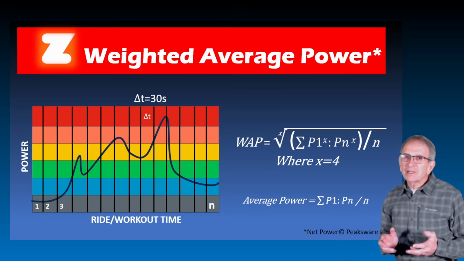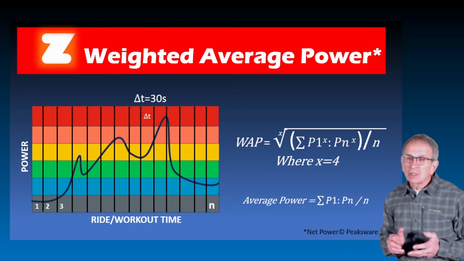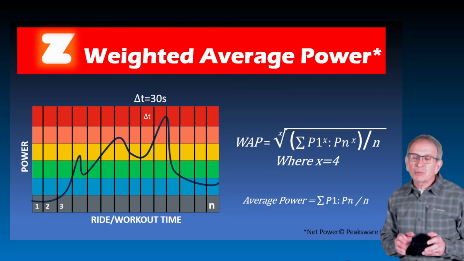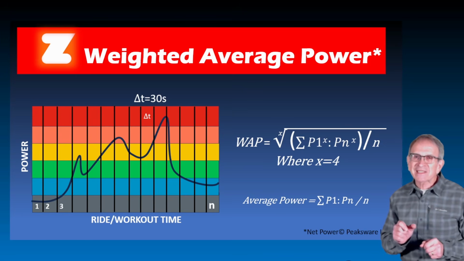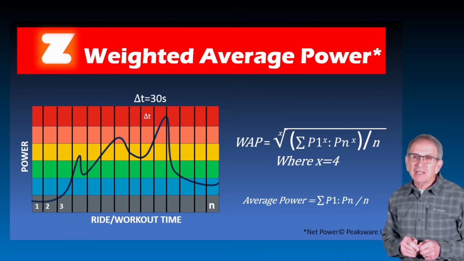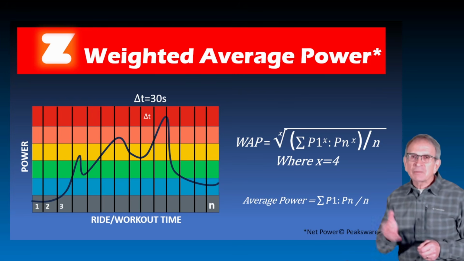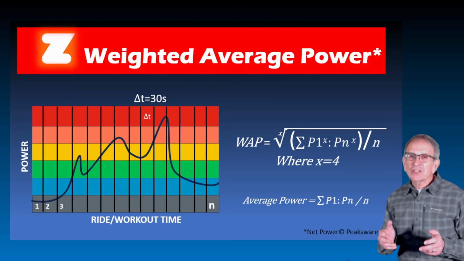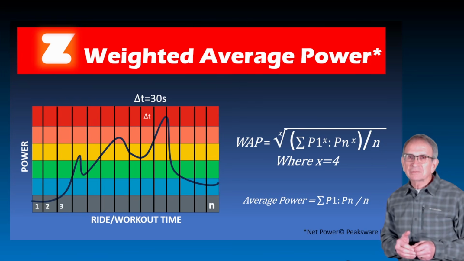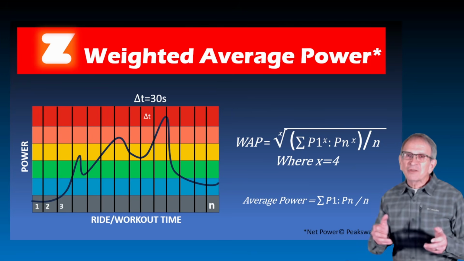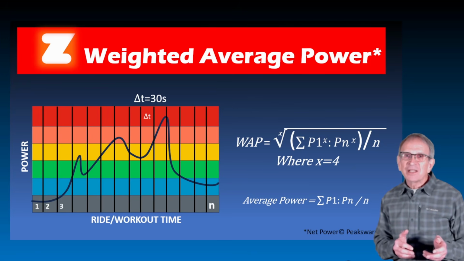Now, how do you go about calculating the weighted average power for a full ride? Well, you start by breaking down that full ride into 30-second segments. And then you calculate the simple average power for each of those 30-second segments. And then you raise each of those to the 4th power, add them all up, and divide by the number of segments. And then you take the 4th root of that result. So the same calculation that I showed you earlier, but now including a full ride. And that's how you get weighted average power or net power.